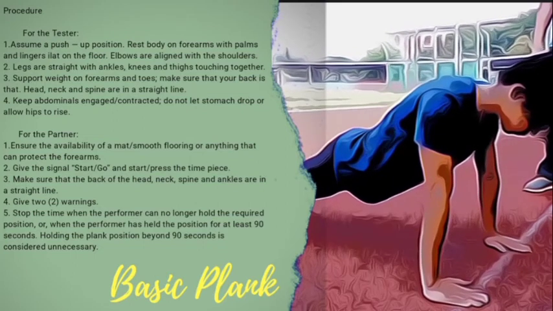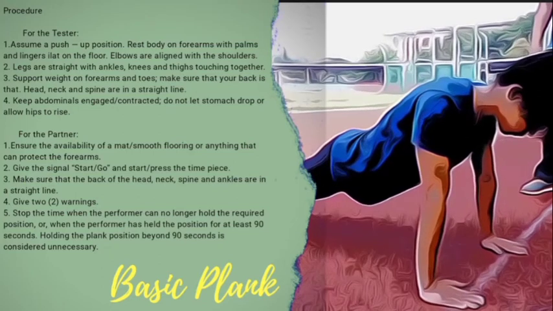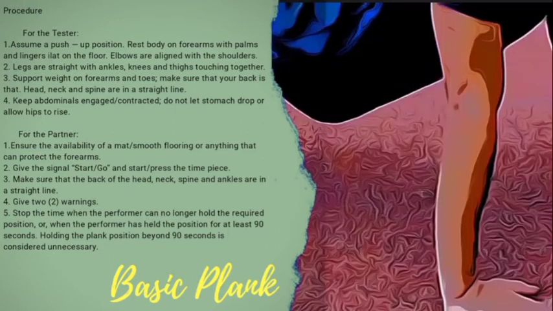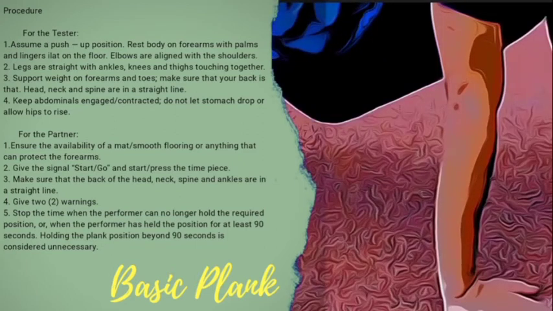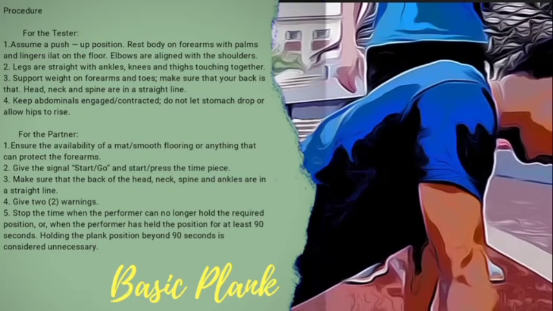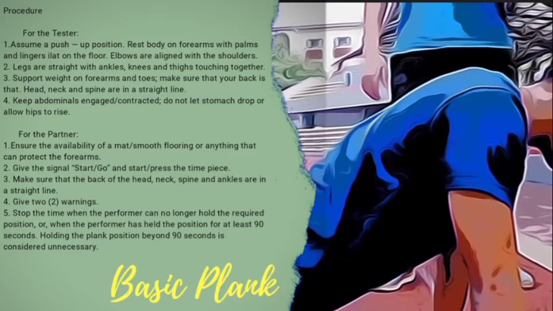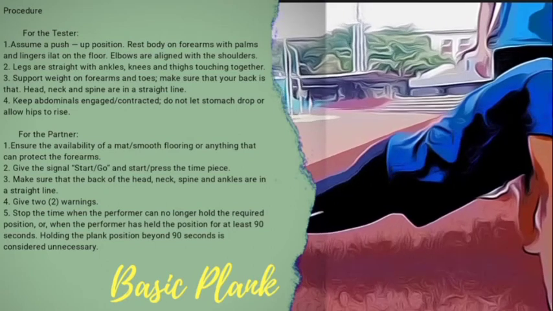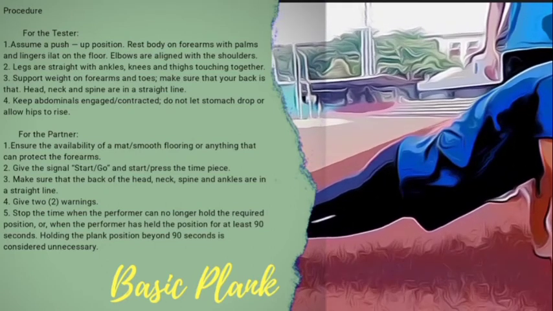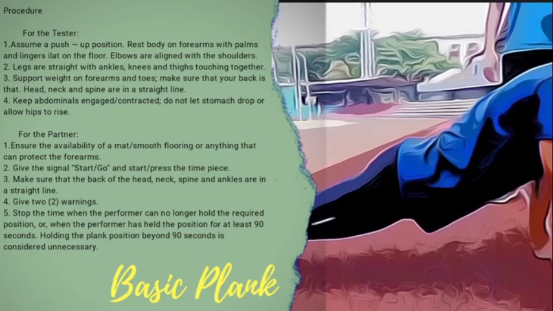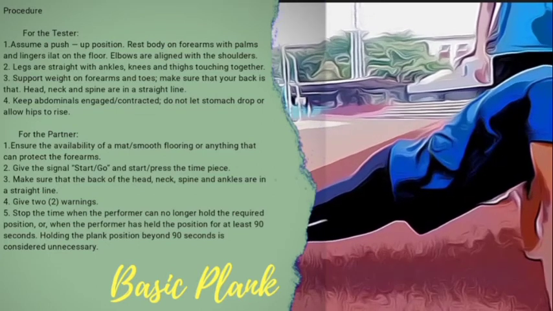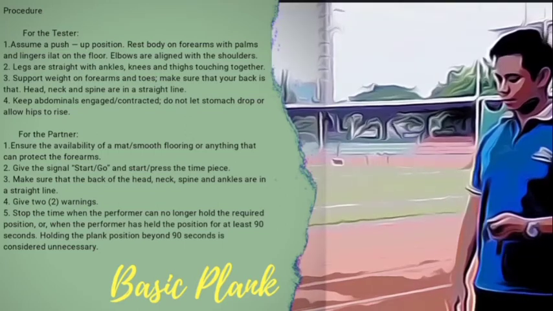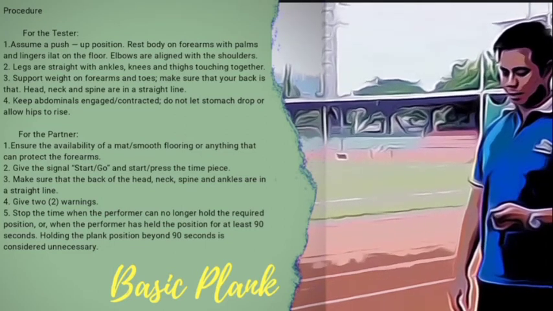For the partner, ensure the availability of a mat or smooth flooring or anything that can protect the forearms. Give the signal go and start the timepiece. Make sure that the back of the head, neck, spine, and ankles are in a straight line. Stop the time when the performer can no longer hold the required position or when the performer has held the position for at least 90 seconds. Holding the plank position beyond 90 seconds is considered unnecessary. Scoring. Record the time in the nearest seconds or minute.